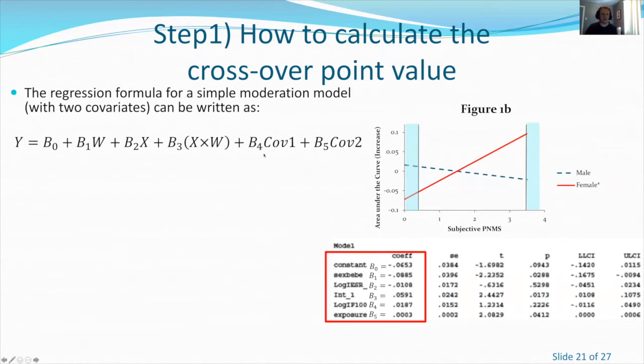So the regular traditional way of presenting the regression formula with a simple moderation model with 2 covariates is the following. You have Y, which is the outcome, and the outcome would be equal to a sum of coefficients multiplied by their variables. So B0 would be the constant, and then the first coefficient times the moderator, plus the second coefficient times the predictor, plus the third coefficient times the interaction term, plus the series of covariates.